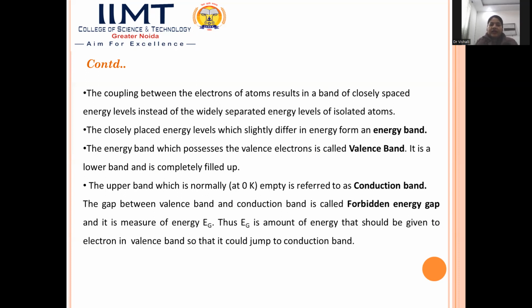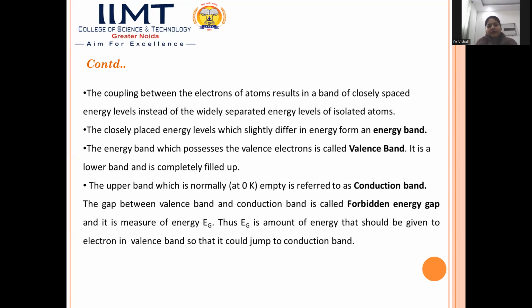The band lying above the valence band is called the conduction band, and it is normally empty at 0 Kelvin. The conduction band basically contains free electrons. Electrons from the valence band can jump to the conduction band, and then they become free. There are a large number of empty energy levels in the conduction band. So an electron can go from the valence band to the conduction band, become free, and those free electrons contribute to electrical conductivity.